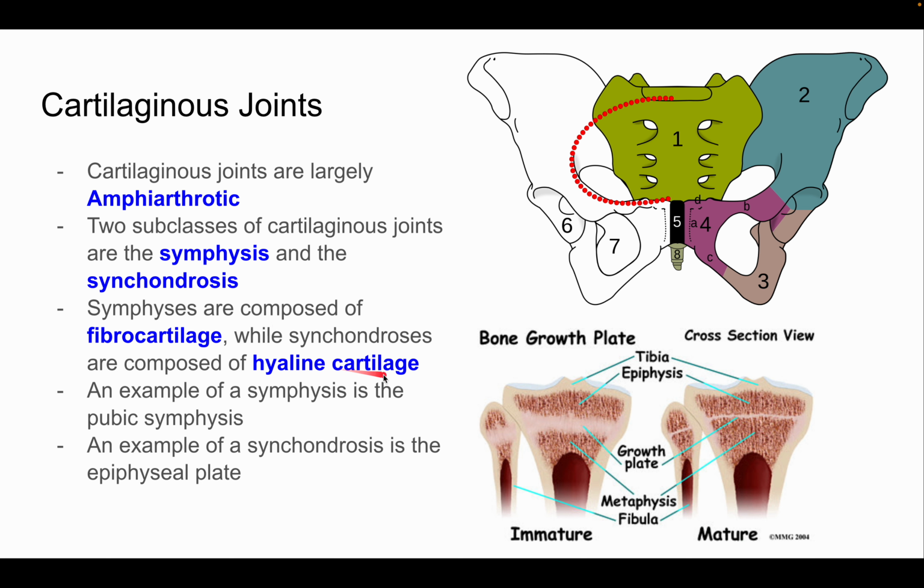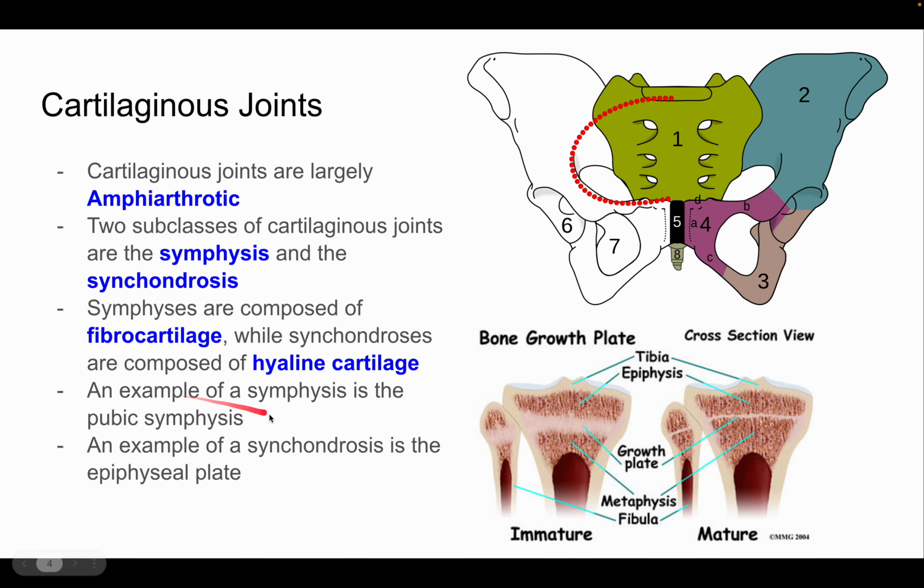An example of a symphysis would be the pubic symphysis, right here. Another example would be the vertebral column. They have intervertebral discs, and those are shock absorbers. A lot of symphyses are shock absorbers, like the vertebral column. If you didn't have any intervertebral discs and you jumped and fell from quite a height, you'd probably crack all of your vertebrae.